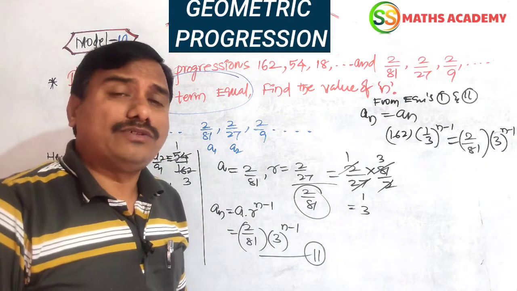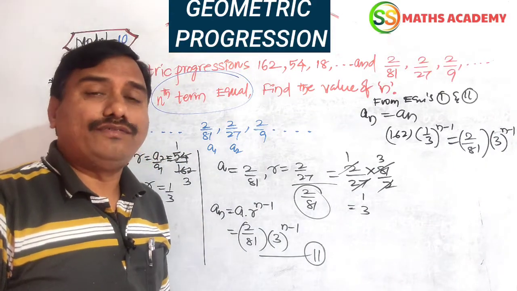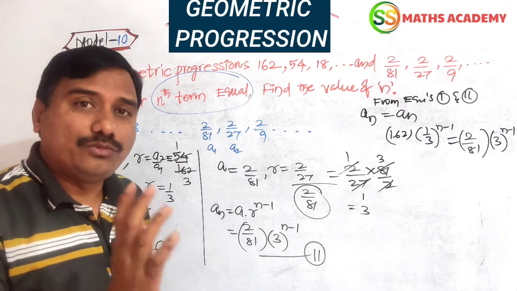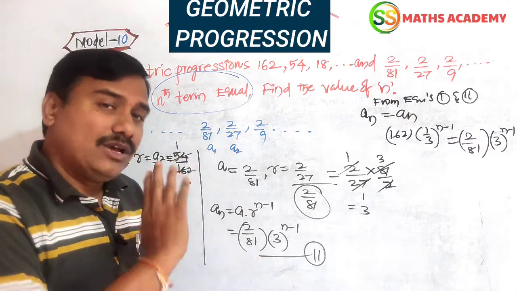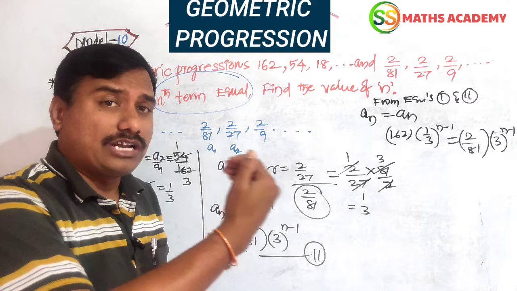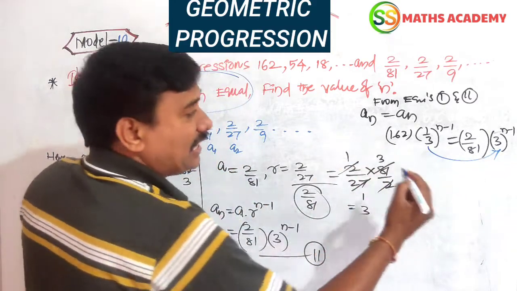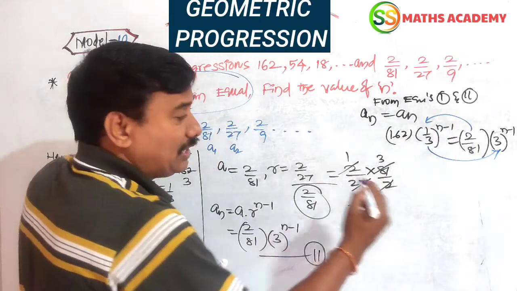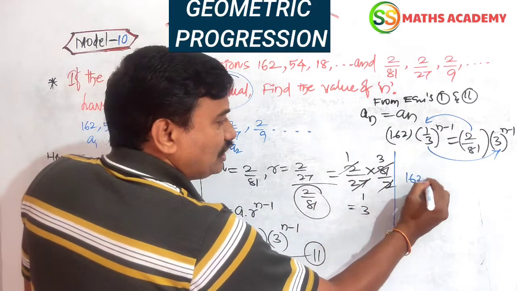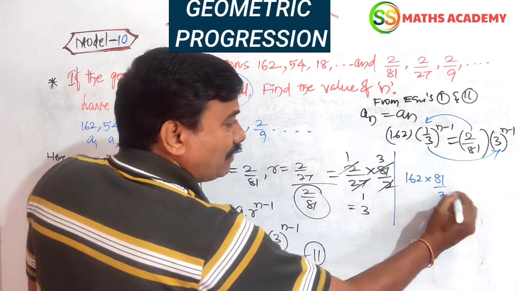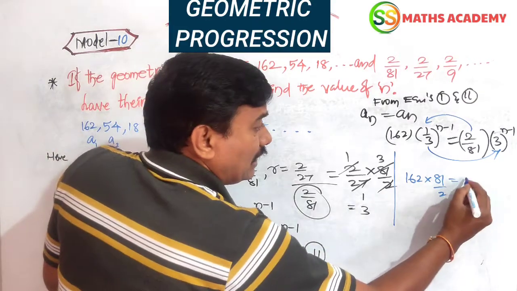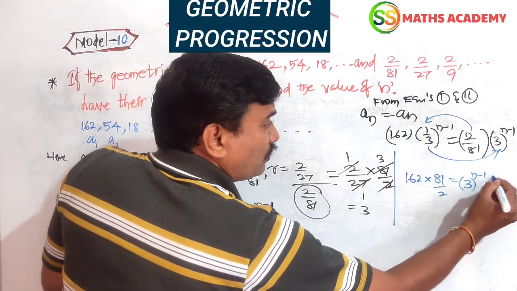Here we have to observe one thing, transposition of like terms. The numerals, you have to transfer to one side. The power n terms, you have to transfer to the other side. Then what will happen? 1 by 3 transfers to the right side. 2 by 81 comes to the left side. It becomes reciprocal, dear friends. 162 into the reciprocal of 2 by 81, 81 by 2 simply we can write. And here 3 to the power of n minus 1 you have to write as is.